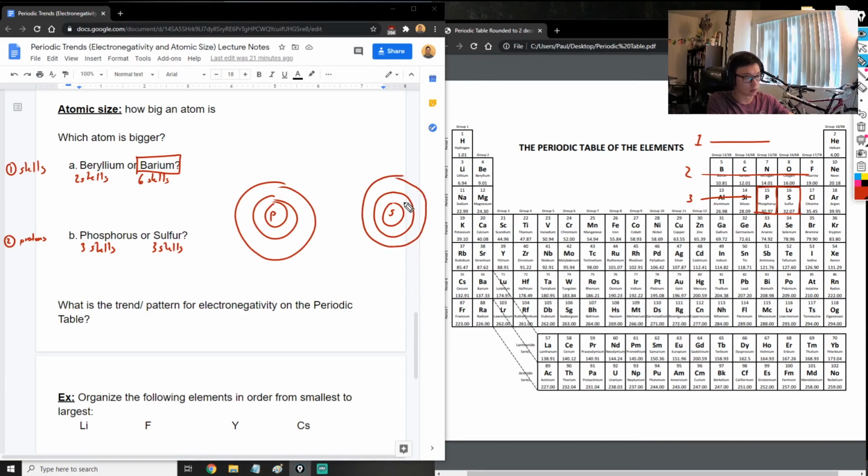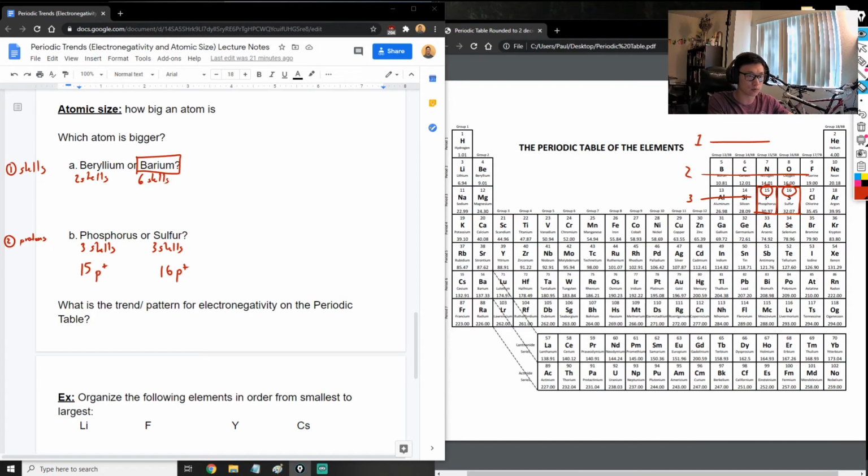All right, so next thing we have to look at, we said, are the protons. The protons are the numbers on top. We have 15 and we have 16. So phosphorus has 15 protons and sulfur has 16 protons. We said earlier that when we have an atom, the protons are in the middle. So phosphorus has 15 protons in the middle and some electrons around it. And sulfur has 16 protons in the middle, and some electrons around it.